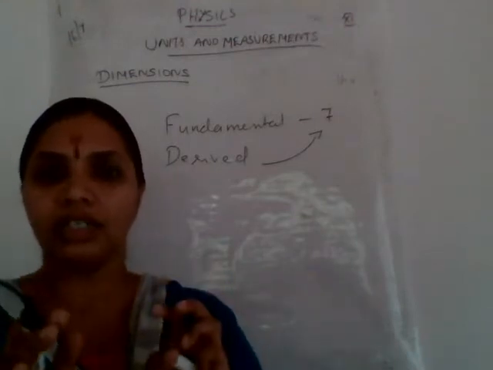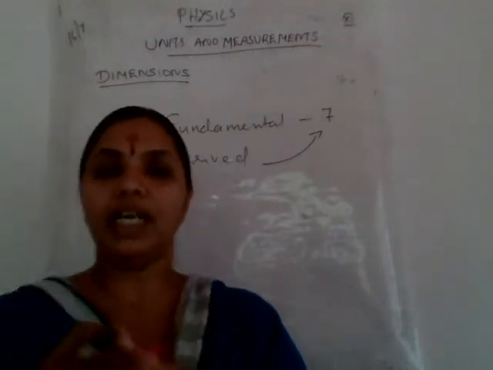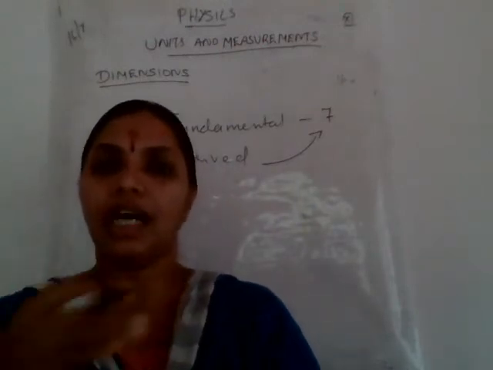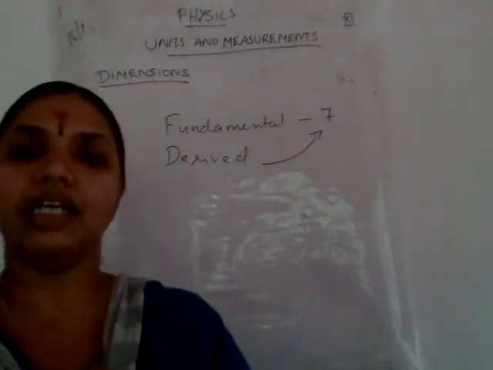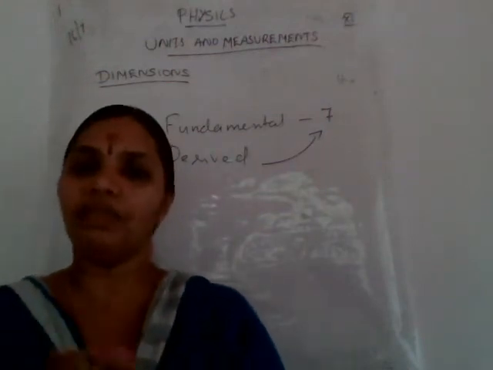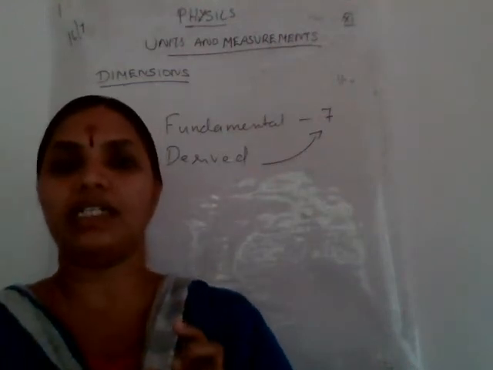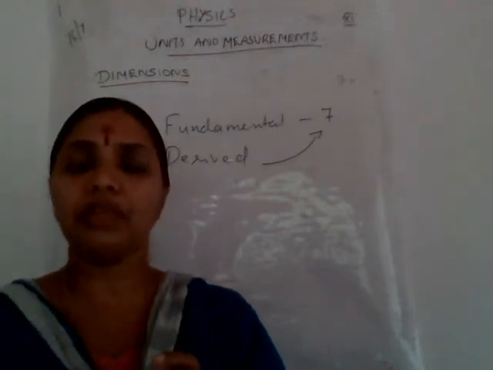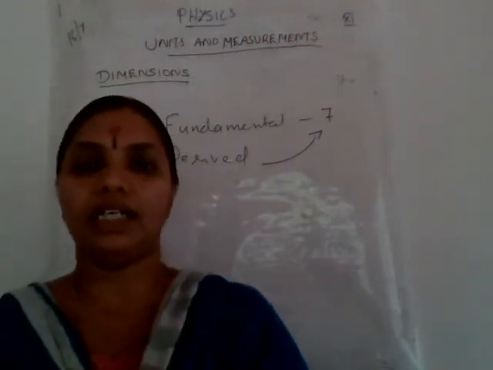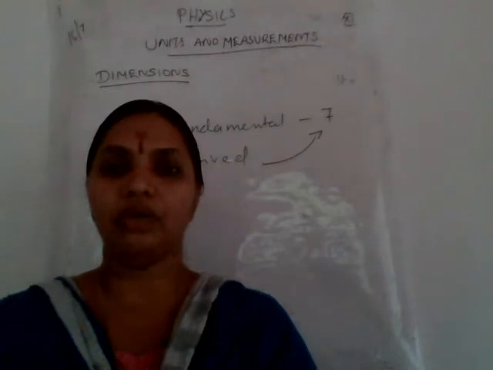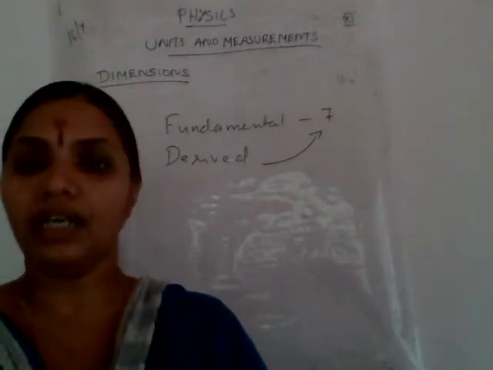So basically all the 7 fundamental physical quantities have dimensions. We relate the derived quantities with the fundamental quantities and we get a representation, and that representation is our dimensional formula. Just writing the relation, we call it the dimensional formula. And if we equate it with the derived physical quantity, we call it the dimensional equation.